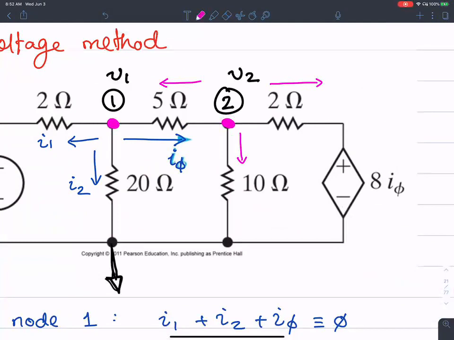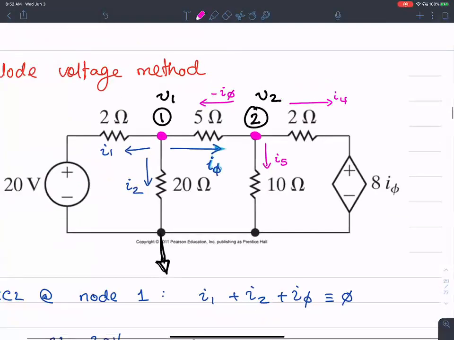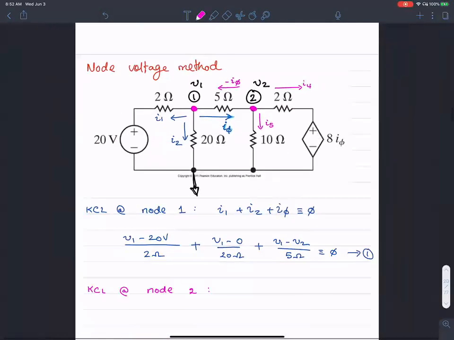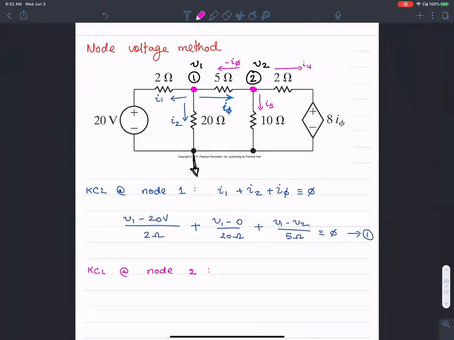Okay, so I'm going to call this I4. I'm going to call this I5. And this is, I know, negative I5, because that's exactly the opposite of current I5. Okay, so let me set up KCL at node 2, which implies I5 plus I4 plus the opposite of I5. All of that should equal 0.